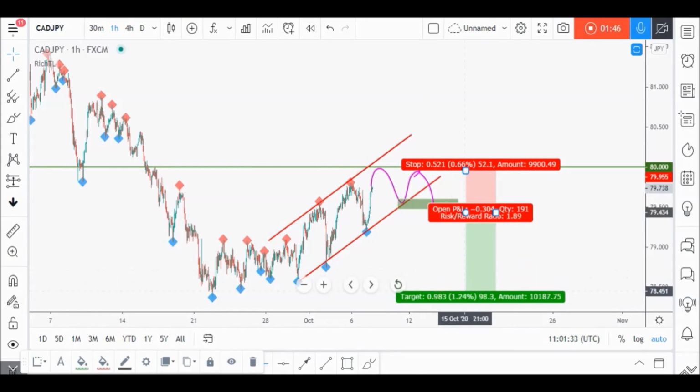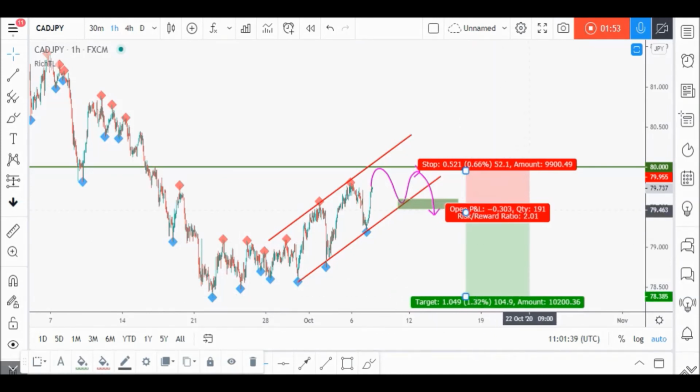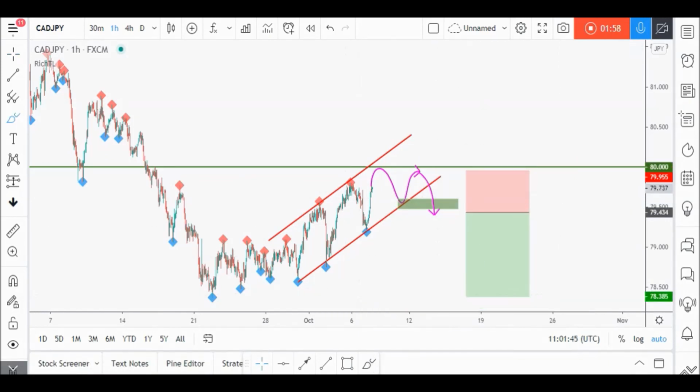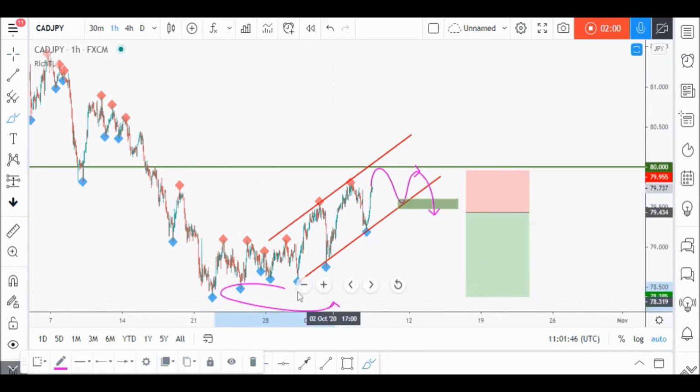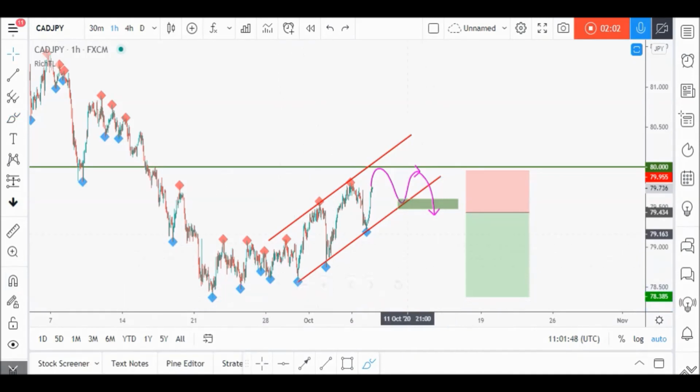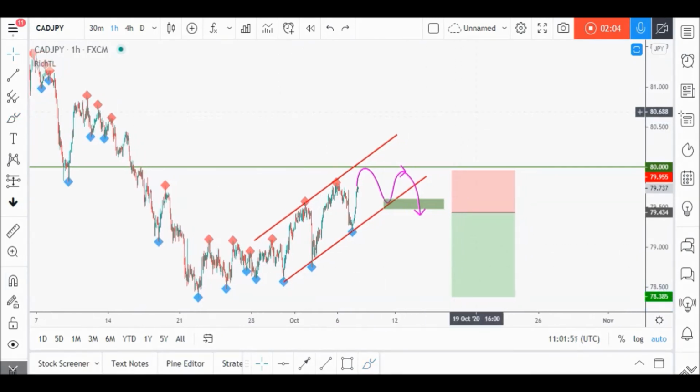As you can see, when the sell is activated, our stop loss would be just above the last swing high or just above the red dot for those who have RichTL. And we target a 2 to 1 risk to reward ratio, which would be around this minor rejection area around here. For now, let's wait and see what happens.